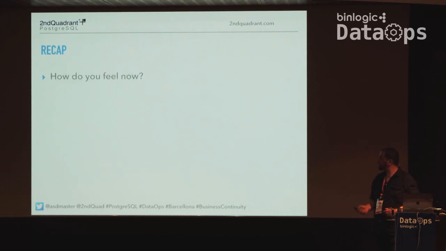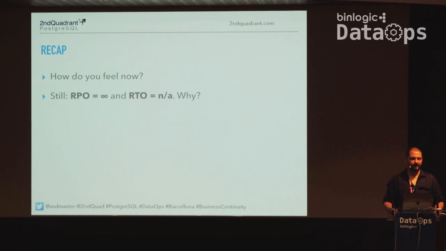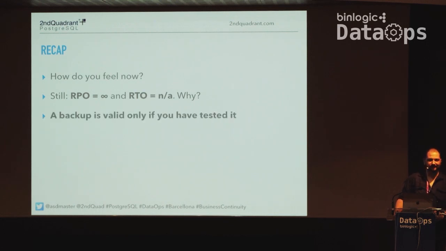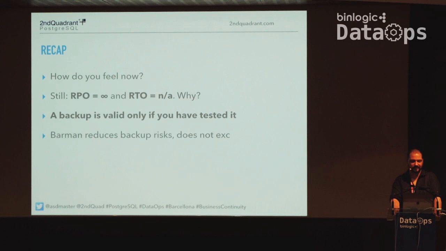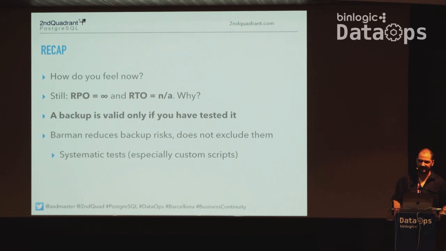Summing it up, how do you feel now? You feel safer, probably. But still, we have RPO infinite and RTO not applicable. Why? Because a backup, even a physical one, is valid only if you test it. And Barman obviously reduces risk and saves time and saves your health also, okay, but it needs to be tested systematically, especially when you have custom scripts and stuff like that.